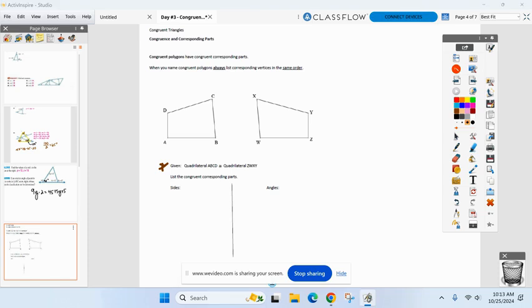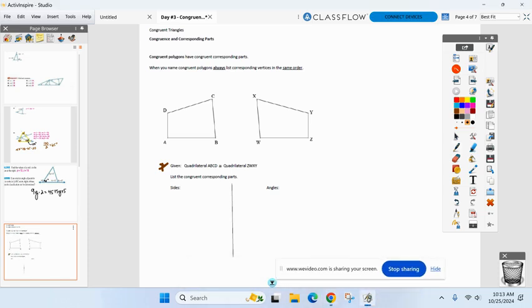Just give me two sides that you think would match up. Connor? D and C and Y and X. Okay, hold on. You said D and C, so you're talking side DC? I want two sides that match up. XA and ZC. Okay, those are on two different. Okay, ready? Give me a side from this quadrilateral.